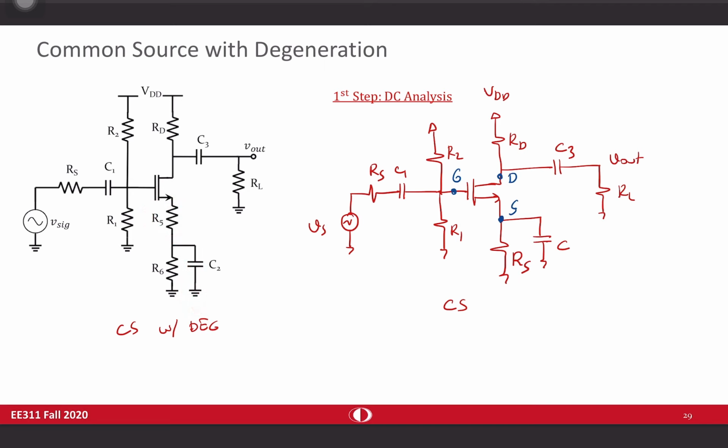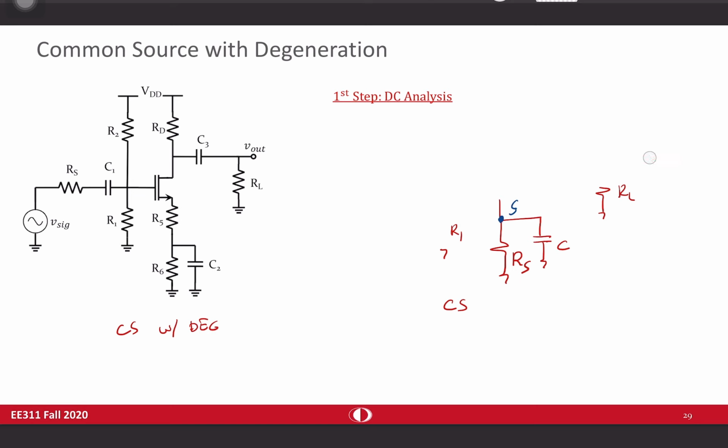So let's analyze this circuit. I'm going to erase this part. DC analysis is almost the same. What should I do? The first thing, kill AC sources.